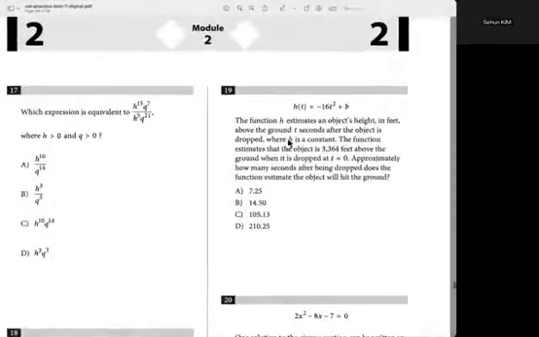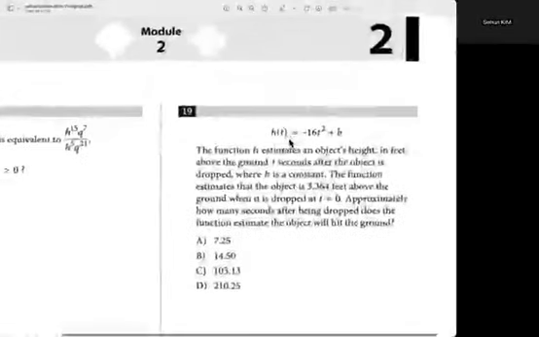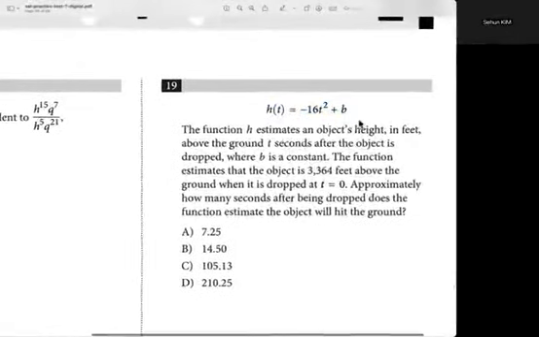All right, so I'll be going over two questions, question 19 and question 25. Question 19 gives you the function h of t equals negative 16t squared plus b. The question says h estimates an object's height, t is the time, and b is a constant. If you look carefully at the function given, it's a quadratic, and let's keep reading the question.